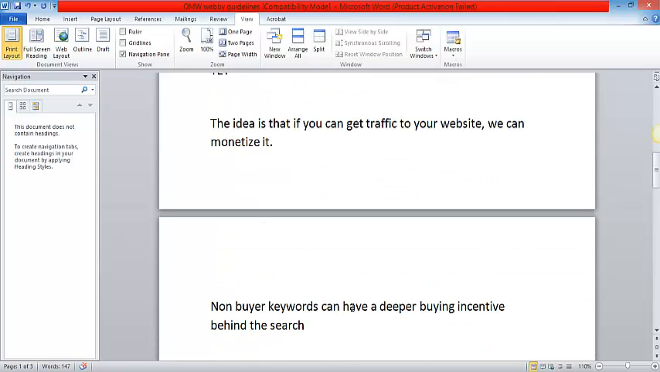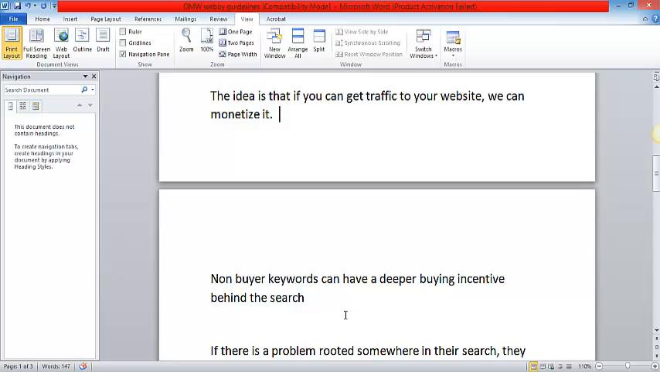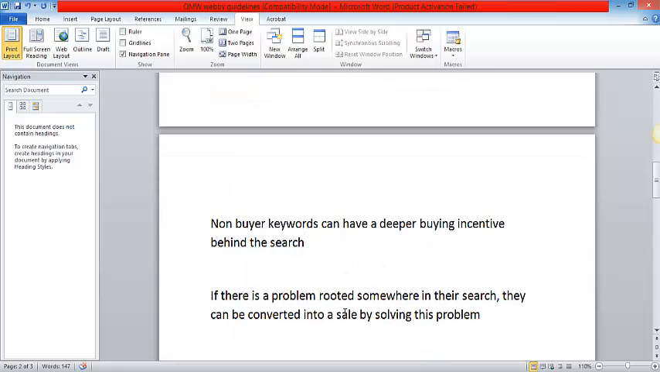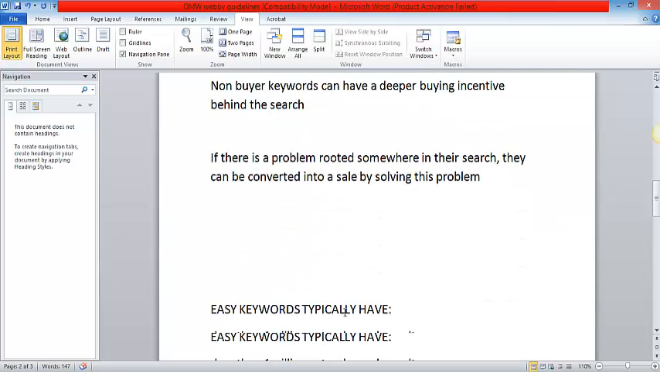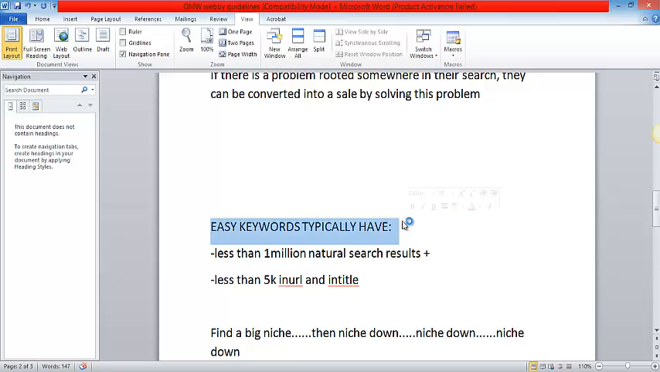The idea is to get the traffic to your website, and then we can monetize it. So typically these non-buyer keywords often have a deeper buying incentive behind the search. And I'll show you more about that in the live examples, live training. What I mean by that is just because the word buy or review or whatever is not in the search does not mean there's no reason that person would buy something or doesn't have a problem they're looking to solve. If there's a problem rooted somewhere in their search, they can be converted into a sale by solving this problem.